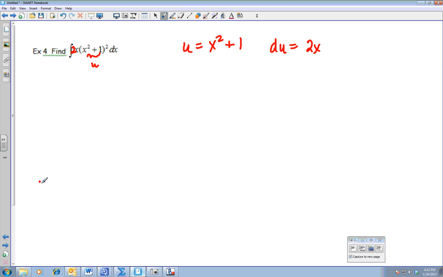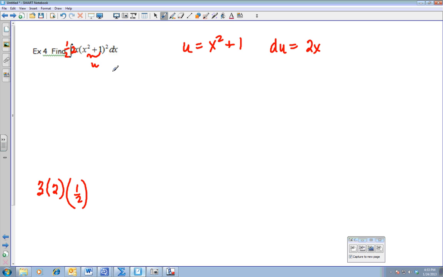So for example, if I had the number 3, and I multiply that number by 2, okay, I can multiply by 2 as long as I also multiply by 1/2, because isn't 2 times 1/2 1? And I can multiply anything by 1 because it doesn't change the value. So here's the general rule. If you multiply something to your du, you also have to put its reciprocal out in front because then I don't change the value of it. So I'm going to write a 1/2 in front.